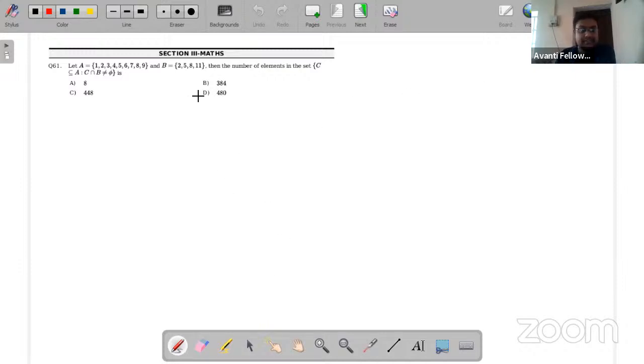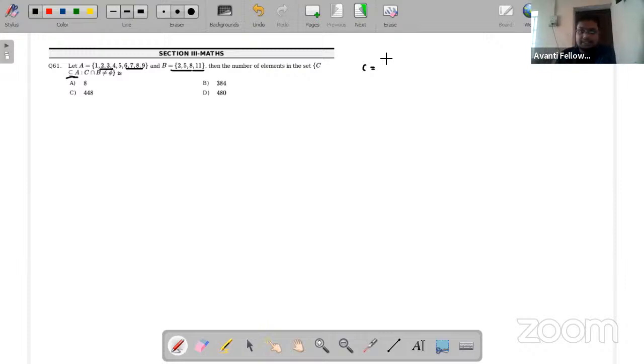So let's read. The first question says that set A is given, and set B is also given, and then we have to find the number of elements in the set C, which is a subset of A. So whatever C we define, it should contain either the complete set A or some elements of set A.